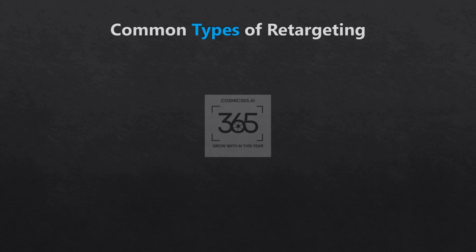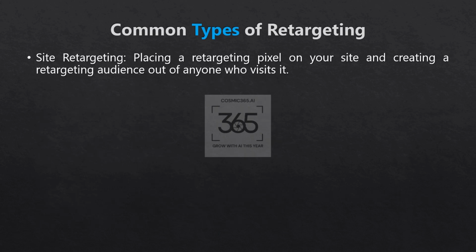We'll discuss some of the more popular ones below. First up, the most basic and easy to understand type of retargeting is site retargeting. This very simple version of retargeting simply consists of placing a retargeting pixel on your site and creating a retargeting audience out of anyone who visits it. Now that you've determined these people have an interest in and familiarity with your brand, you can then retarget them in the future as a warm audience and expect significantly better ad results than you'd experience with cold traffic.